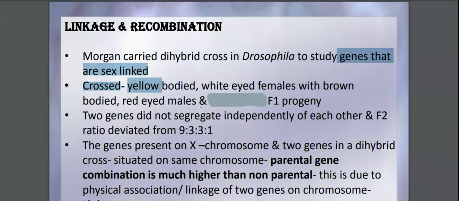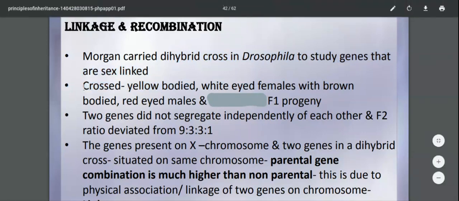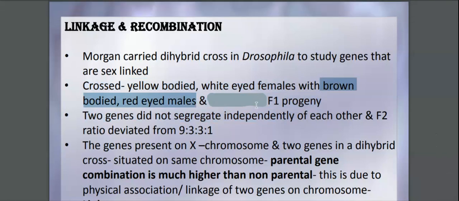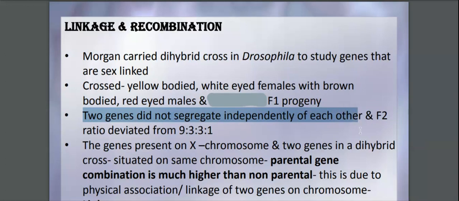For example, one of the crosses here you can see is when he crossed a yellow bodied, white eyed female with a brown bodied, red eyed male. He got the progeny, and then he intercrossed the F1 progeny. After conducting these experiments, he saw that these two genes, yellow body and white eye, did not segregate independently of each other, and the expected 9:3:3:1 ratio was not exactly 9:3:3:1, but it deviated slightly.